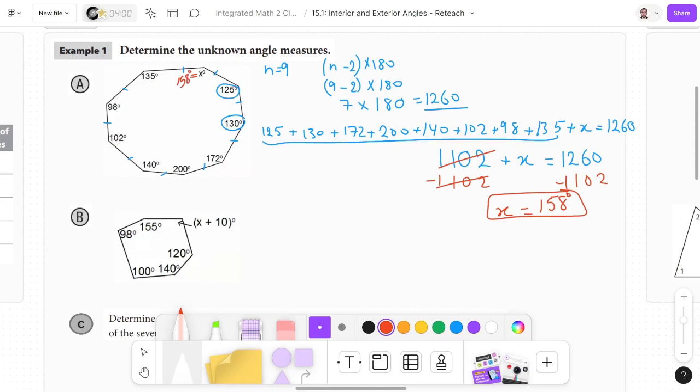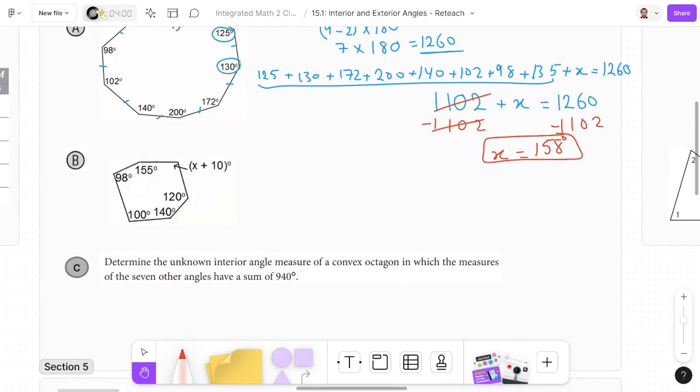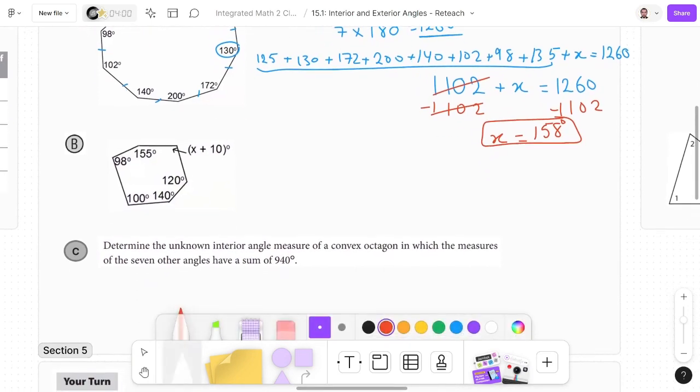Now let's apply the same rule for the second question. Let's go down. Same thing here. How many sides? One, two, three, four, five, six. So six sides. So n minus 2 times 180. So 6 minus 2 times 180. So 4 times 180, which is equal to 720. Now I know that the summation of all interior angles is 720.